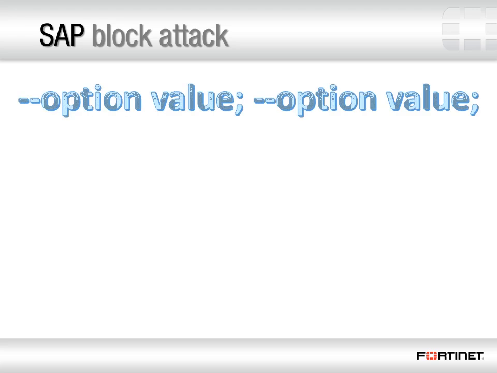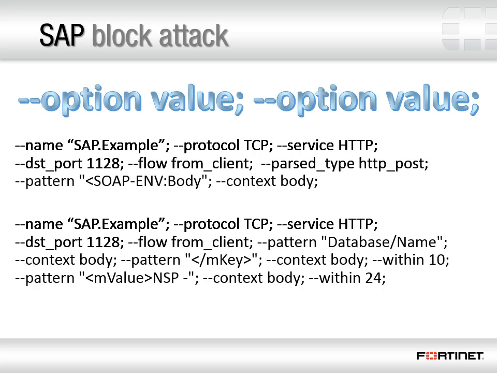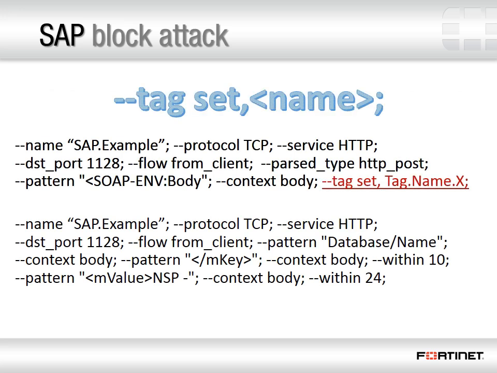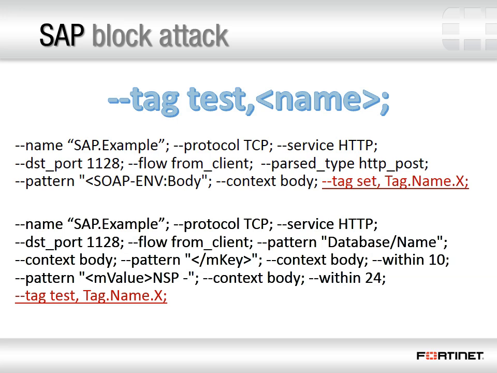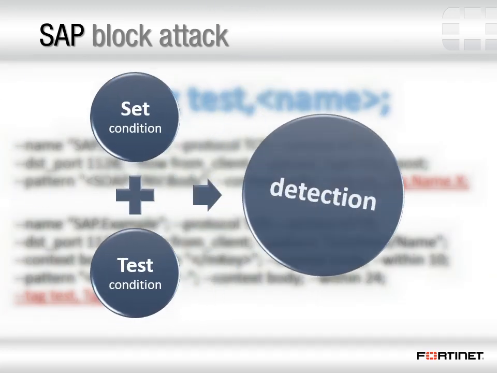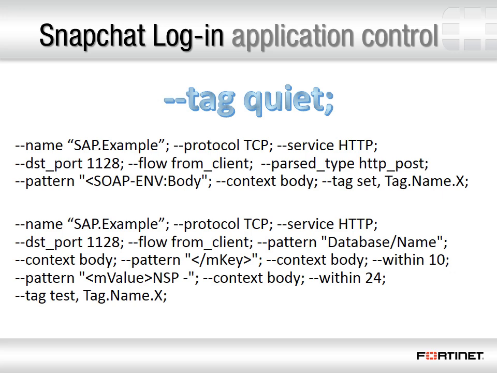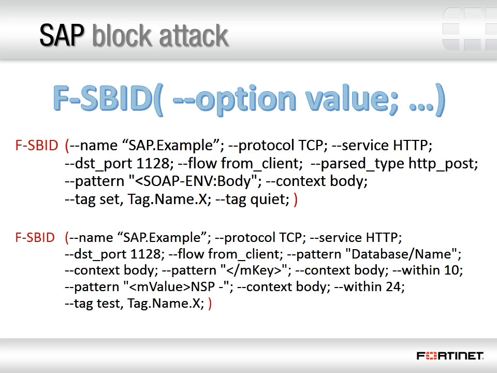The two signatures we're creating use options similar to preceding examples, including name, protocol, service, destination port, flow direction, as well as pattern strings with context and distance options. Now we add the tag set option and a tag name string to the first signature. Then the tag test option with the same tag name string to the second. This combination establishes two conditions that must both be met to trigger detection. The tag quiet option is used to suppress logging and is normally included following tag set. Again, we prefix with f-sbid and enclose in parentheses.